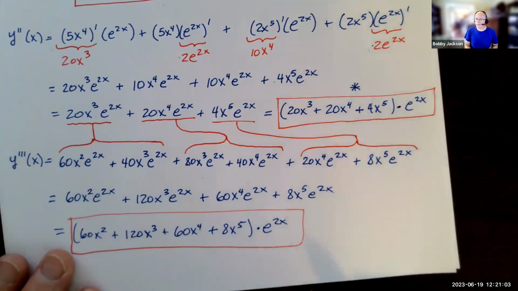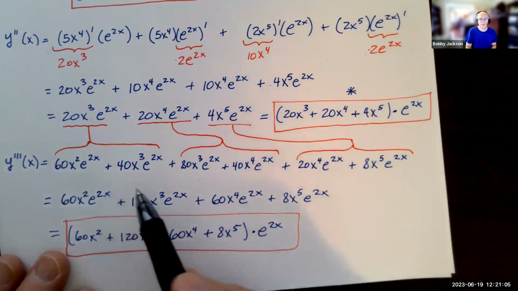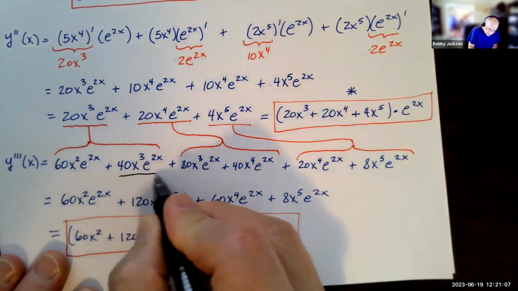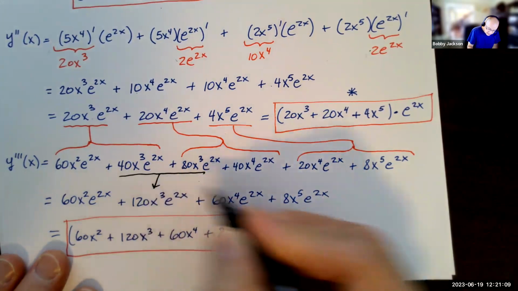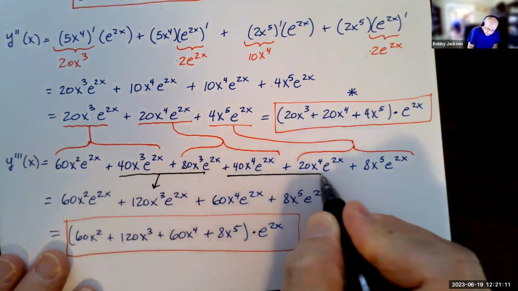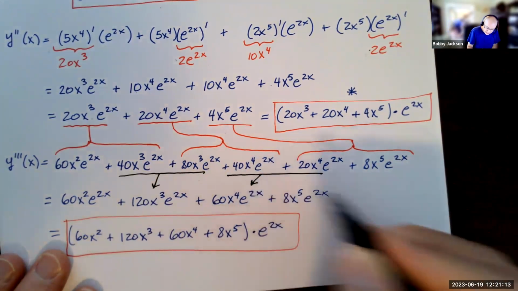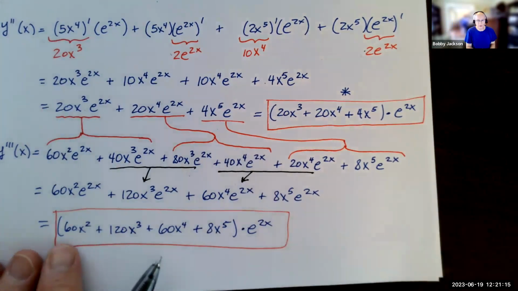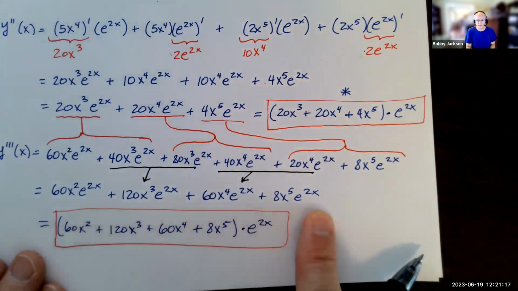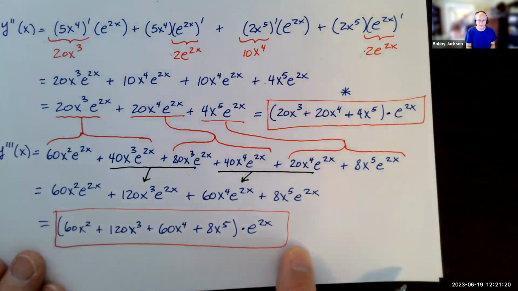I can combine like terms. We're adding these two terms together, gives me that. They're like terms. These two terms here together, add to that. And then we get our final result here, which again, we can factor out.